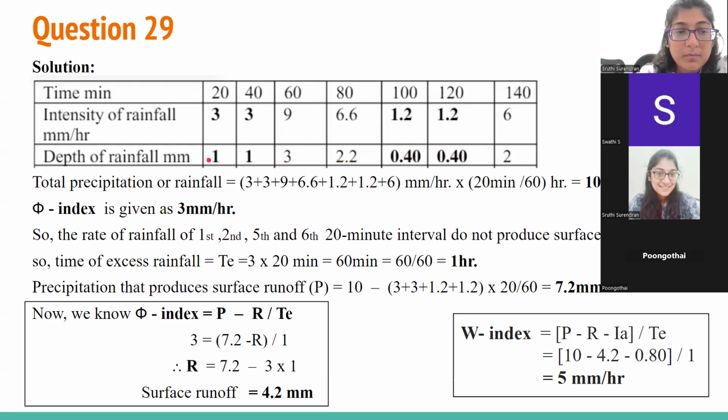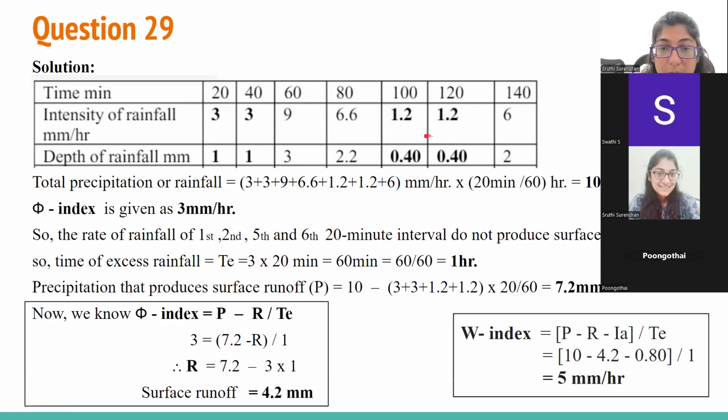Now, which all values are going below 3 mm per hour? We see that this value, first value, is equal to 3. So that also needs to be removed. Second value also needs to be removed. 1.2 needs to be removed. This 1.2 also needs to be removed. So we'll remove these four points, as well as the duration, that is 20 into 4, which is 80 minutes from the total duration, and then again calculate the phi index.